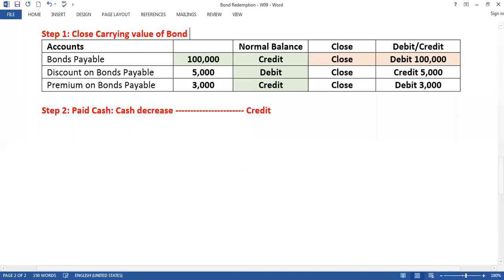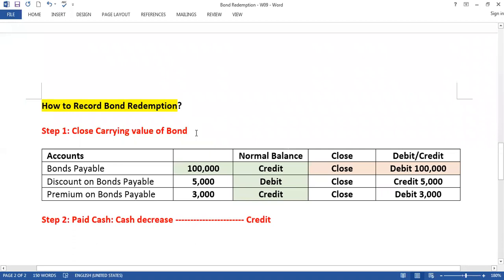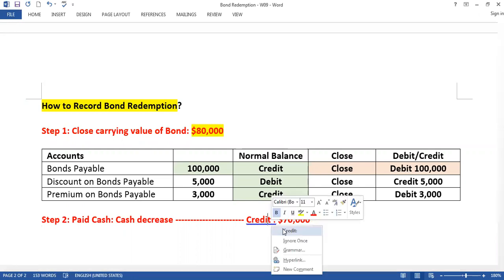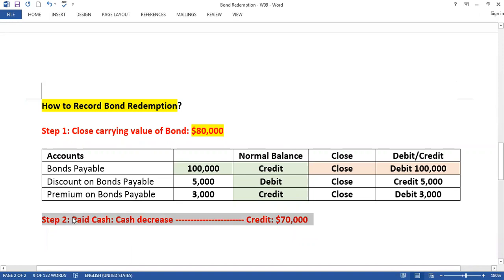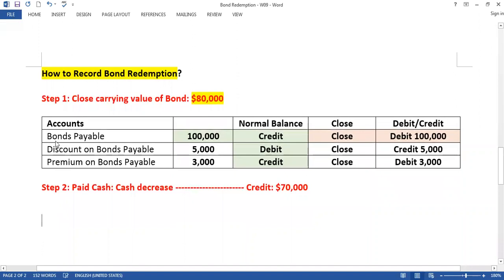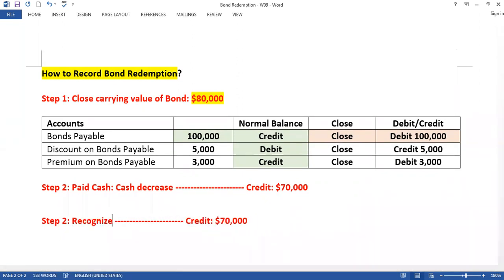Anyway, step three said that, for example, I write here carrying value of the bond. For example, carrying value of the bond here is $80,000. And we close it. We close carrying value of the bond, meaning our carrying value at this moment is $80,000. And we pay cash. We have two situations. We pay cash $70,000. Carrying value of the bond $80,000, but we pay cash $70,000. So step three is called recognize gain or loss.